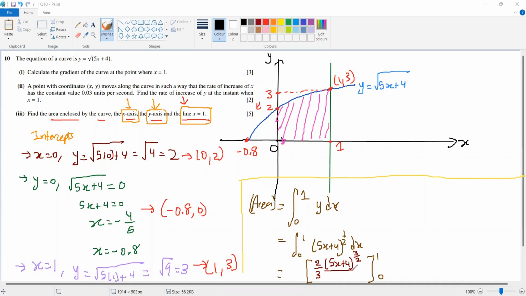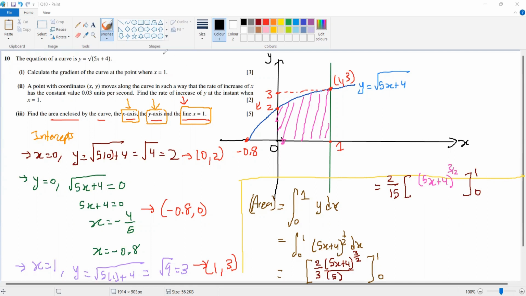And then usually we also multiply by the derivative of the inside, so now the opposite is divide by 5. So in other words, we need to evaluate this. So 2 over 15, the constant taken out, of 5x plus 4, power of 3 over 2, with limits 1 and 0. Well, that's it, because I brought out the constant.